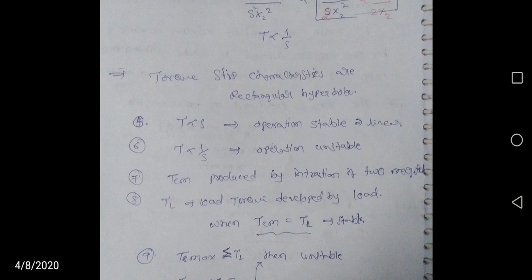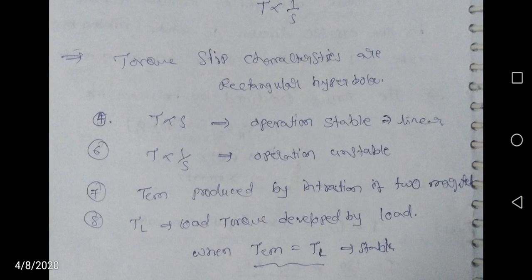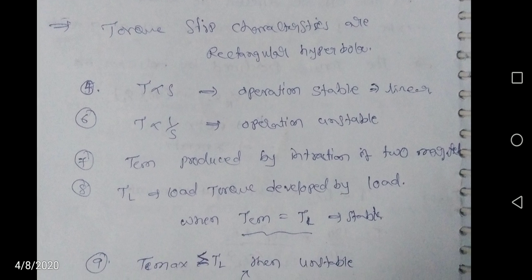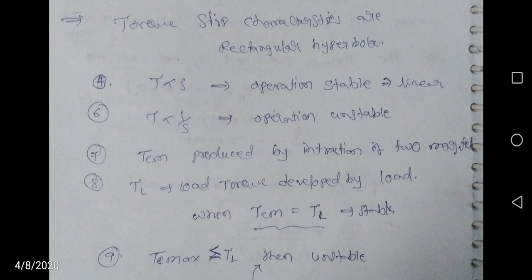So the topic today is the torque slip characteristics of induction machines. Torque slip characteristics of induction machines are a rectangular hyperbola. When torque is proportional to slip, the operation is stable, that is linear mode, and when torque is inversely proportional to slip, then operation is unstable.